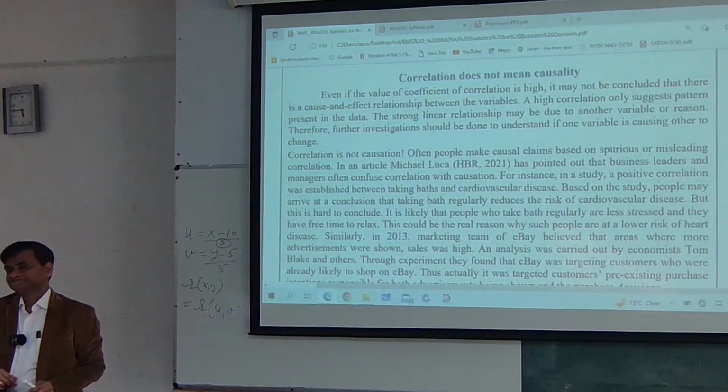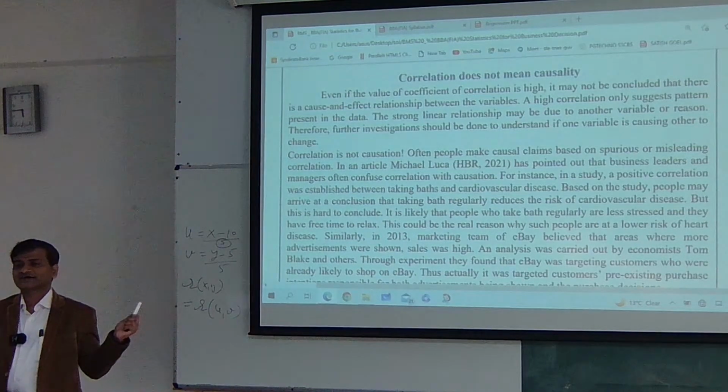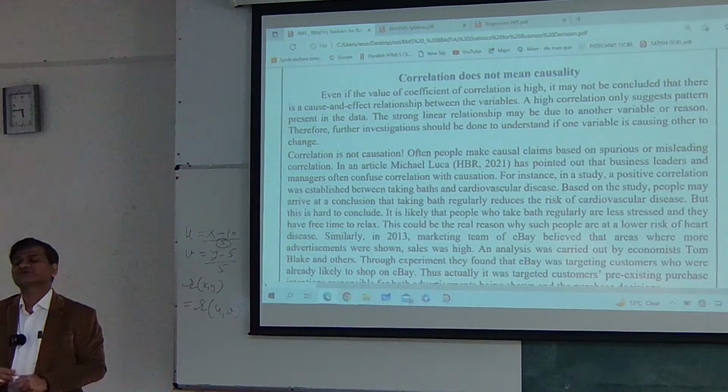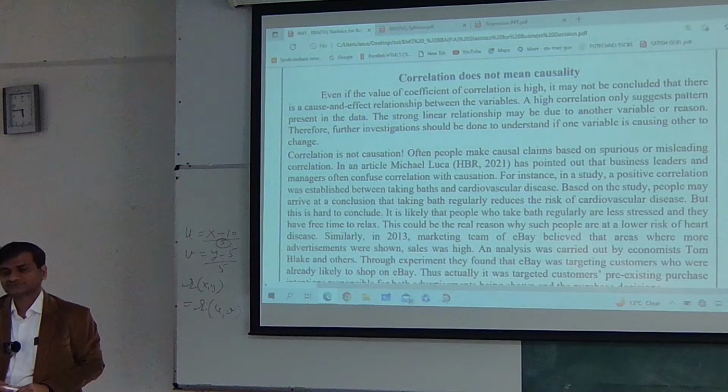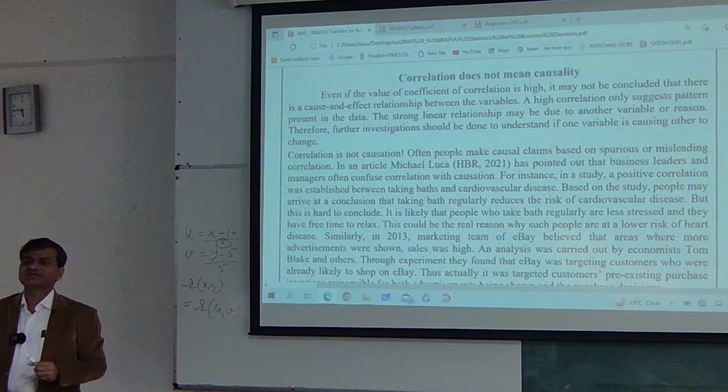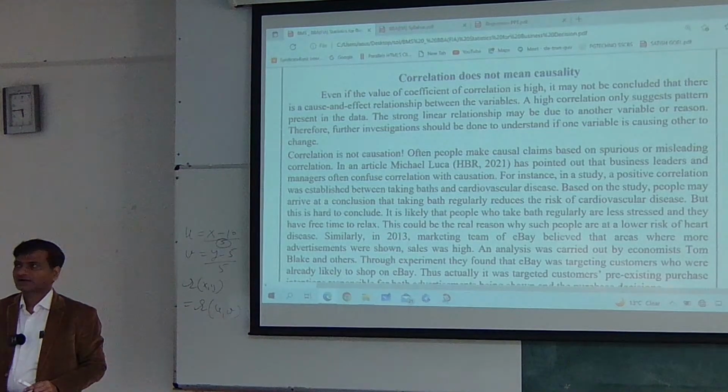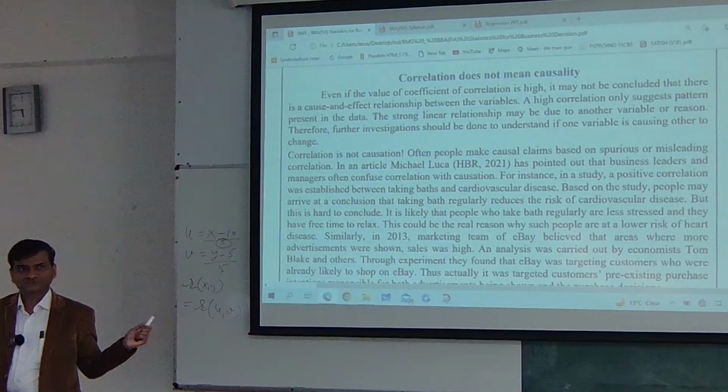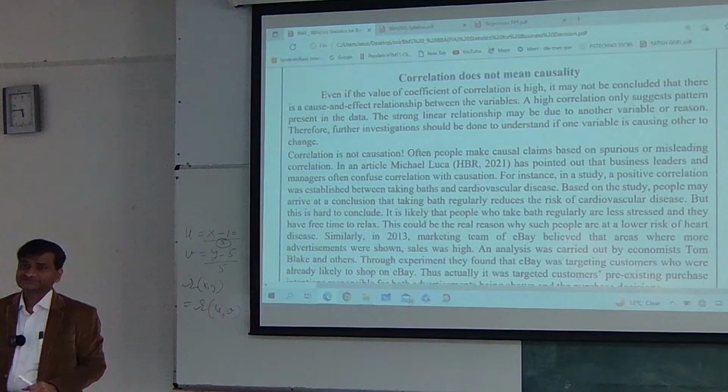Further, you should also read this: correlation does not mean causation. What do you mean by causation? Anyone who has an idea? I don't know whether you have gone through this material or not. You must read this.